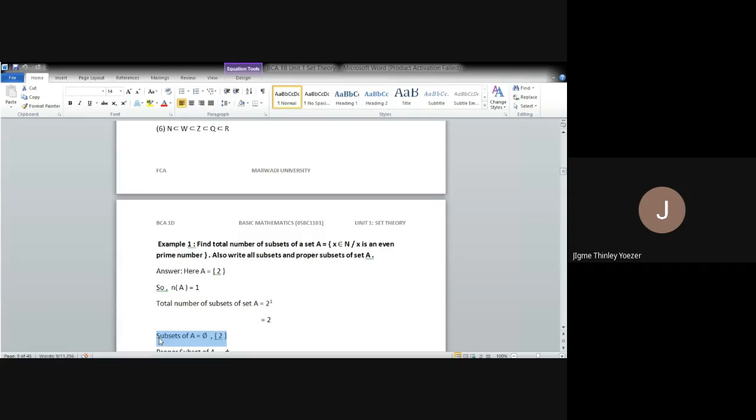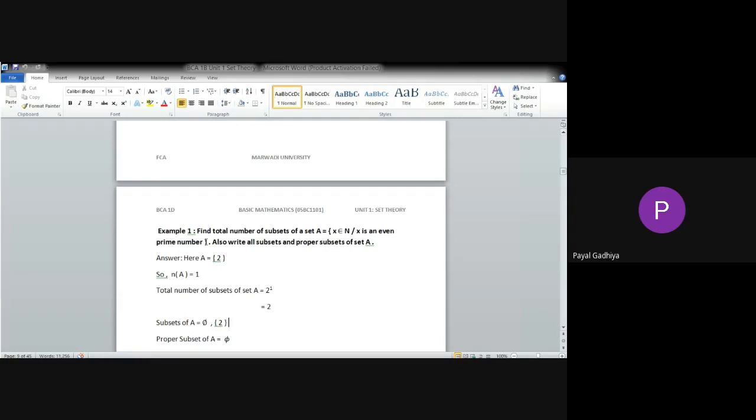Only the null set will be there, because whenever we are talking about proper subset, we will not consider the whole set. So the main set over here is set A equals singleton 2. Since our definition of proper subset is that at least one element should be lesser than the main set, the proper subset will be only the null set and not the singleton set too. Okay, clear with this example?